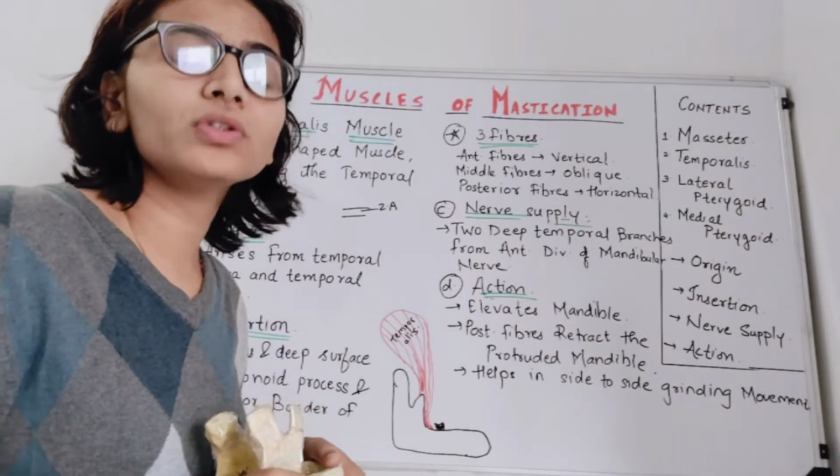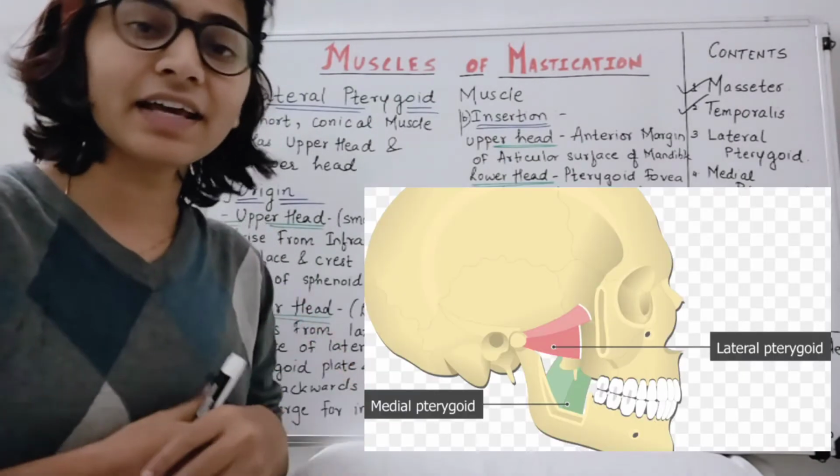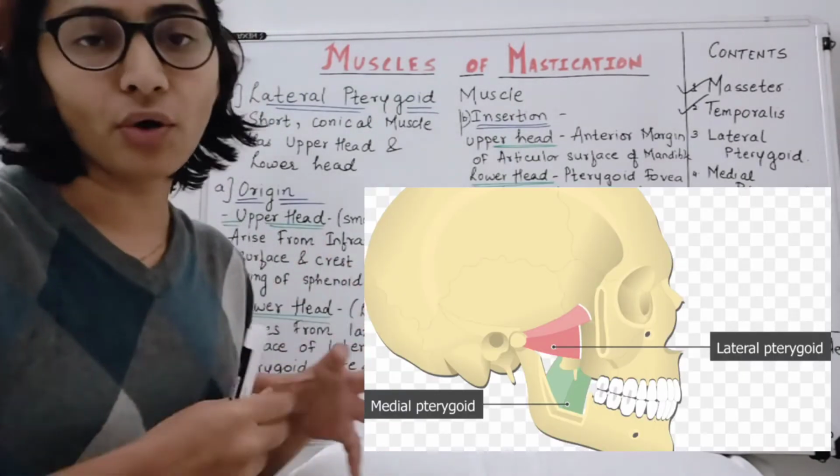Now we'll study about the lateral pterygoid muscle. So now let's discuss about the lateral pterygoid muscle. Lateral pterygoid muscle is a short and conical muscle.